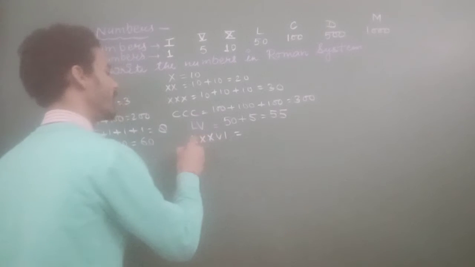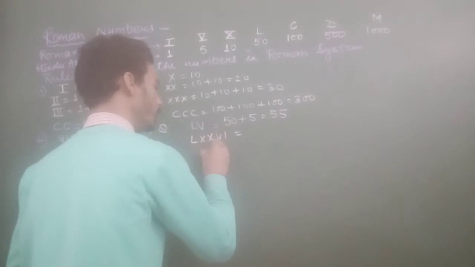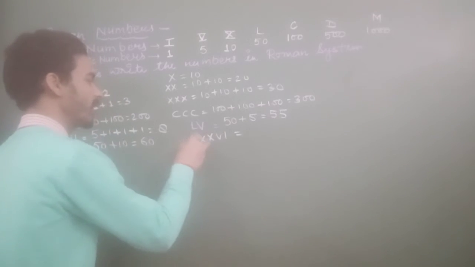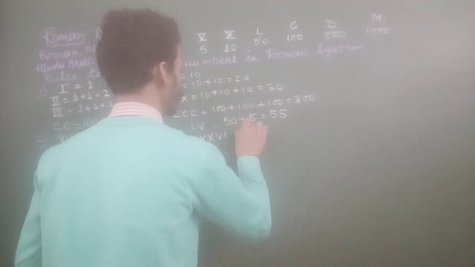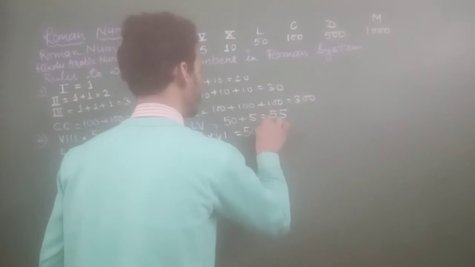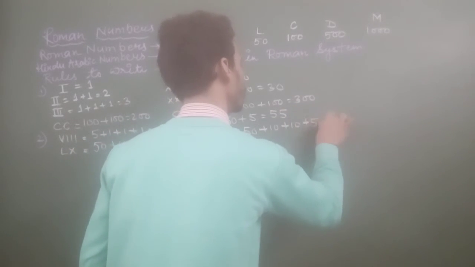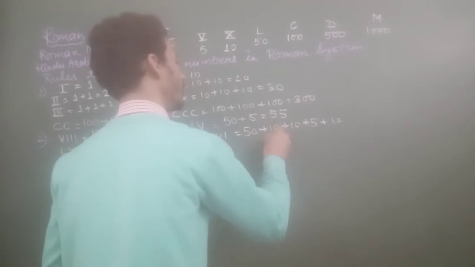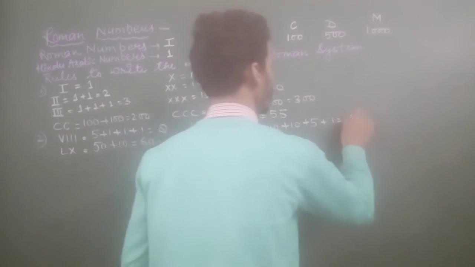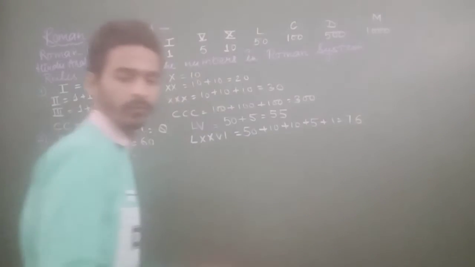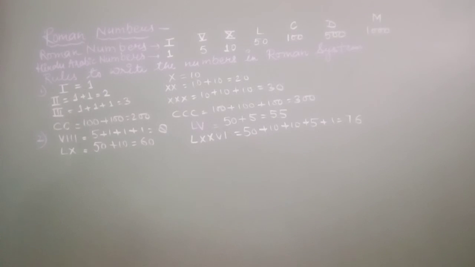The next example is LXXVI. These are smaller values: I is smaller than V, V is smaller than X, and X is smaller than L. So 50 plus 10 plus 10 plus 5 plus 1, that is 60, 70, 76. So a smaller number written to the right of a number of greater value means addition.